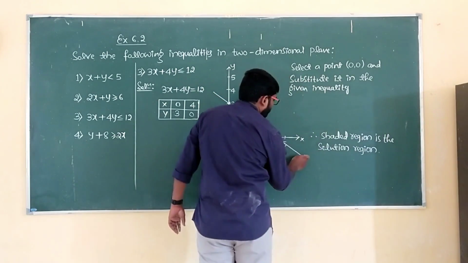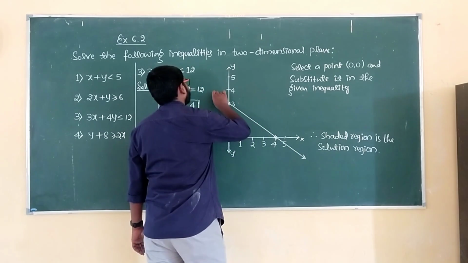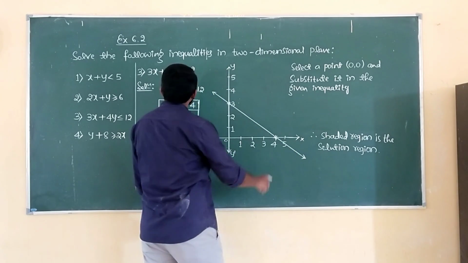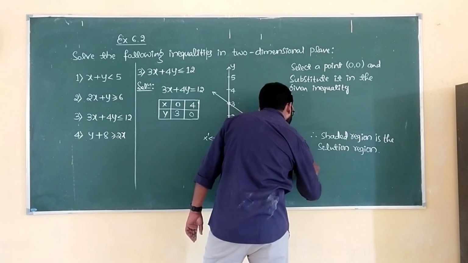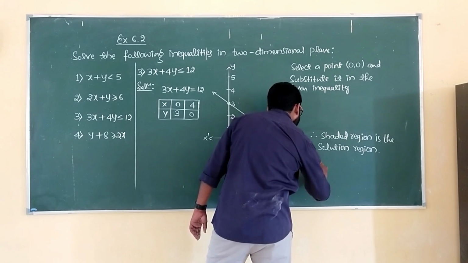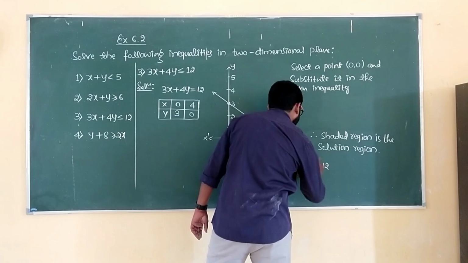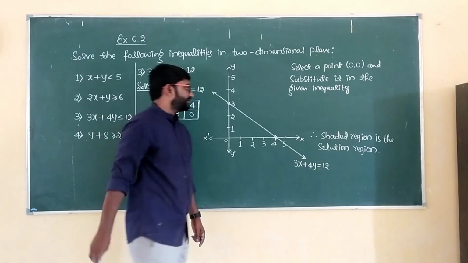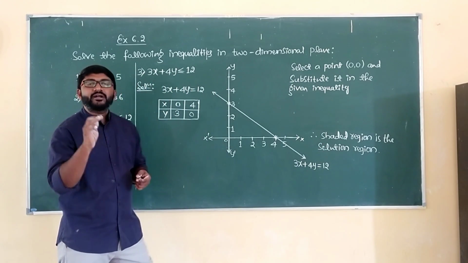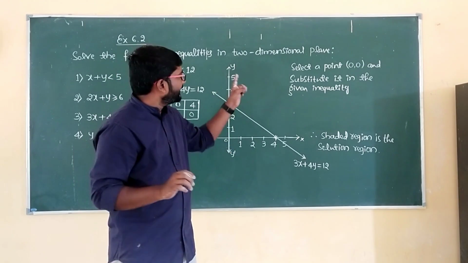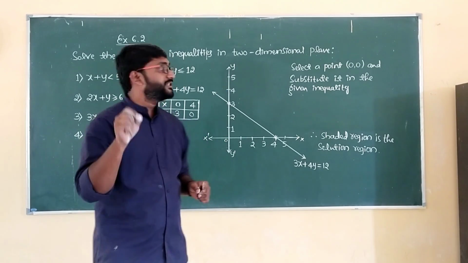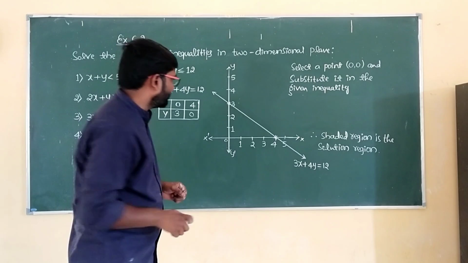For this line, on both sides we need to put the arrow mark, and then write the equation 3x plus 4y equals 12. Now we will have to go for the shading process. So again the point remains the same. Select a point 0, 0 and substitute it in the given inequality.